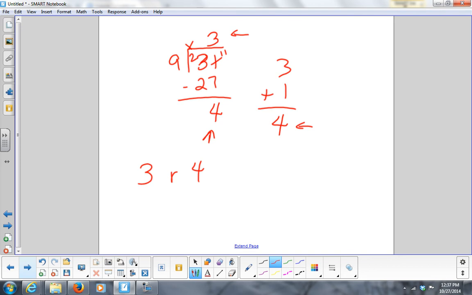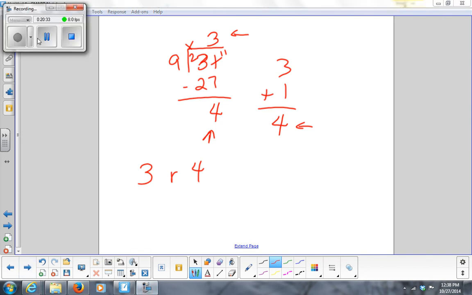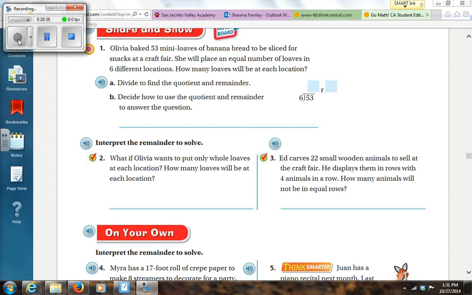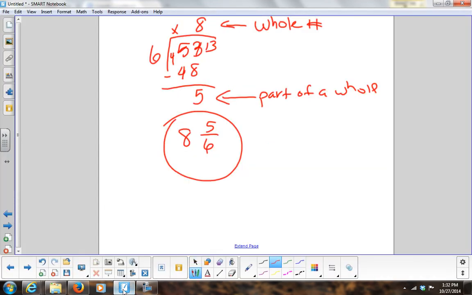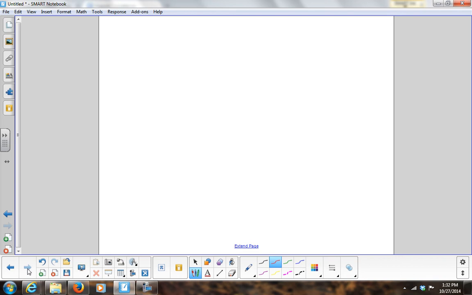Get out your whiteboards, please. Alright, so Ed carves 22 small wooden animals to sell at the craft fair. He displays it in rows with 4 animals in a row. How many animals will not be in equal rows? So I have 22 is my total, right? Divided by how many rows? 4.